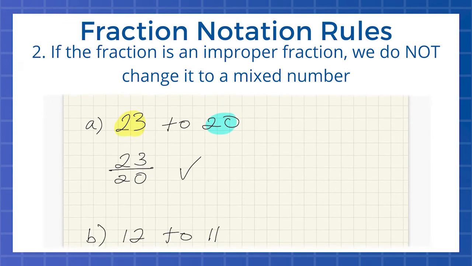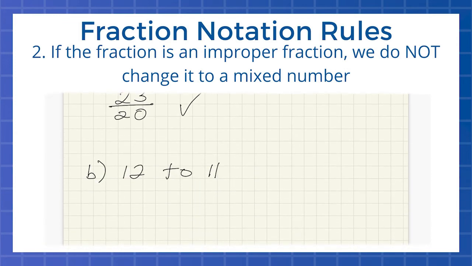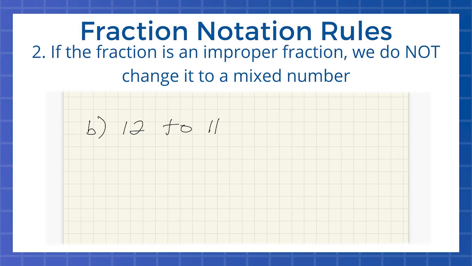The same thing is happening with this fraction here. When I talk of a ratio of 12 to 11, then I'm going to use this one as my numerator and this one as my denominator. My fraction will be 12 divided by 11. And it's okay. I just leave it like that because 11 is a prime number.